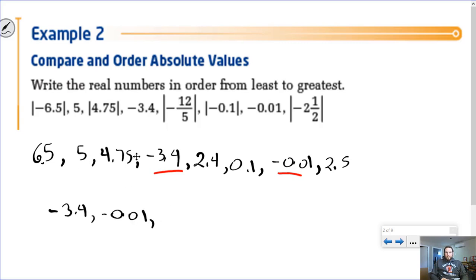Alright, now we're going to look at all of our positive numbers and just start working our way up the list. So of the numbers that are left, we have positive 0.1, positive 2.4, positive 2.5, and then 4.75, and 5, and finally 6.5. And that's how we would do this, right? We would just take all these absolute value brackets, turn them into positives, and then just compare our numbers.